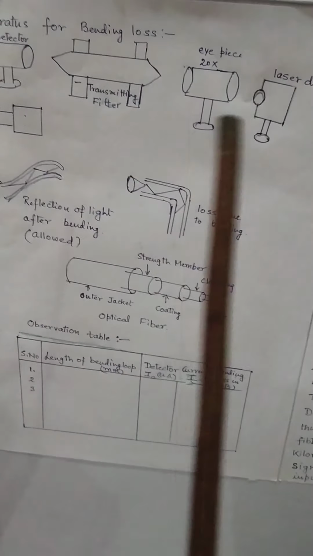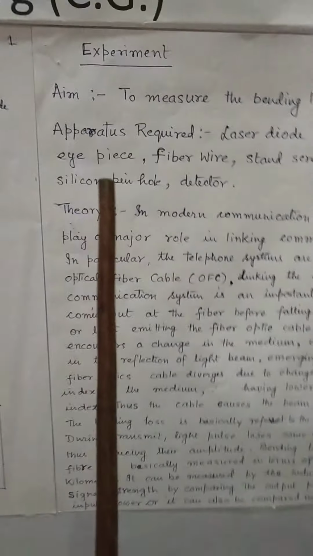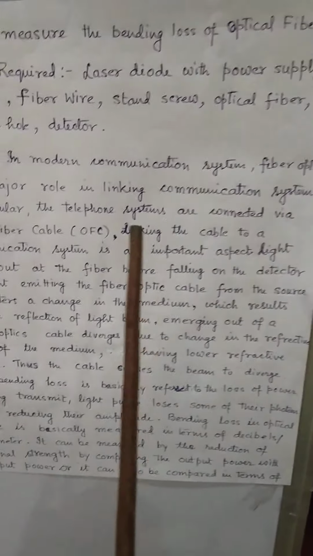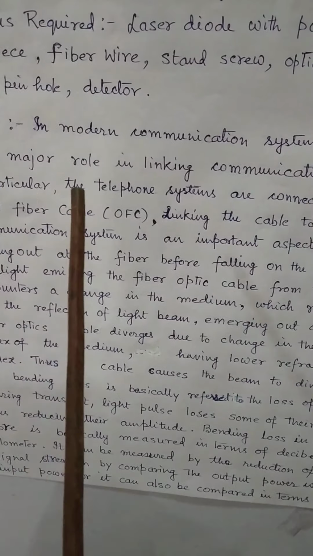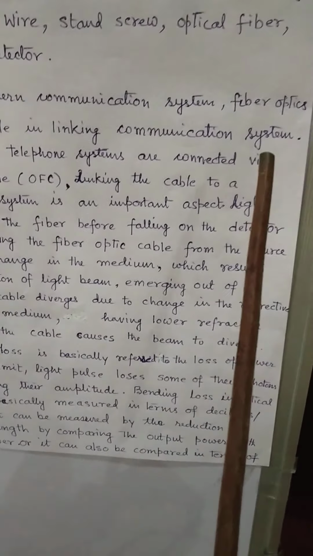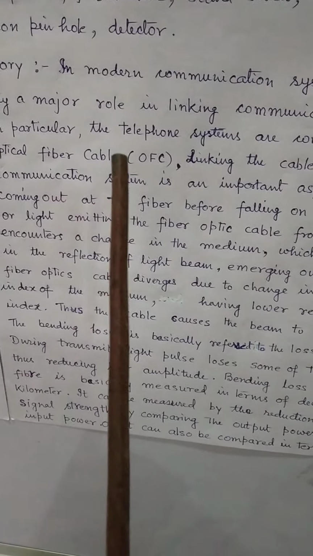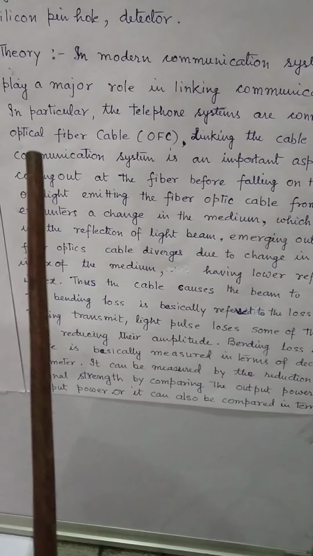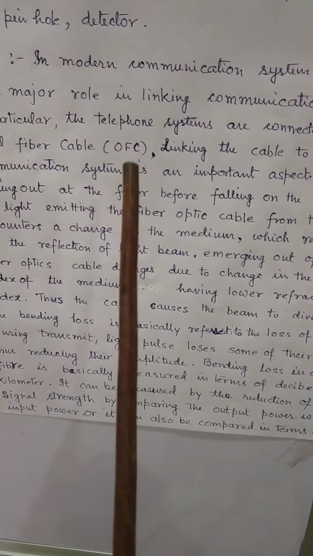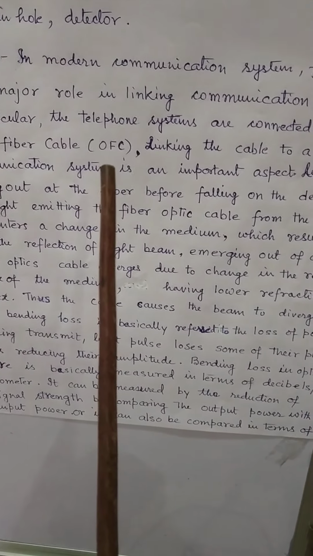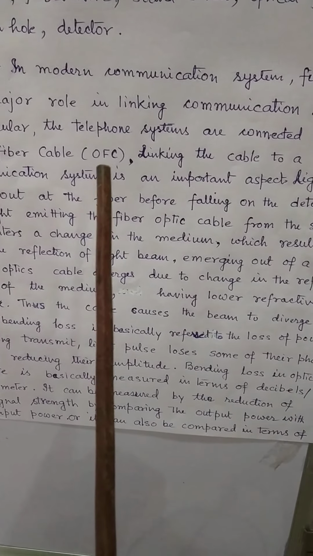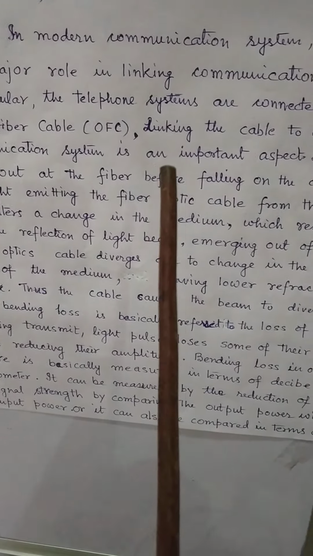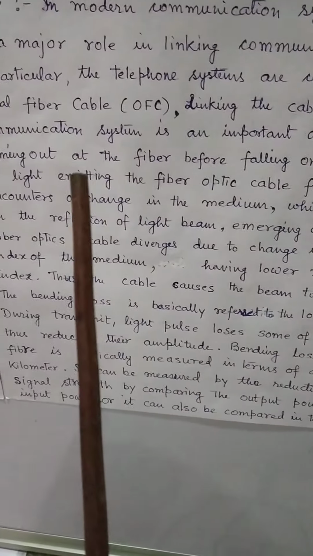Now let us discuss the theory part of the experiment. In modern communication systems, fiber optics play a major role in linking communication systems. In particular, telephone systems are connected via optical fiber cable, in short written as OFC. Linking the cable to a communication system is an important aspect.